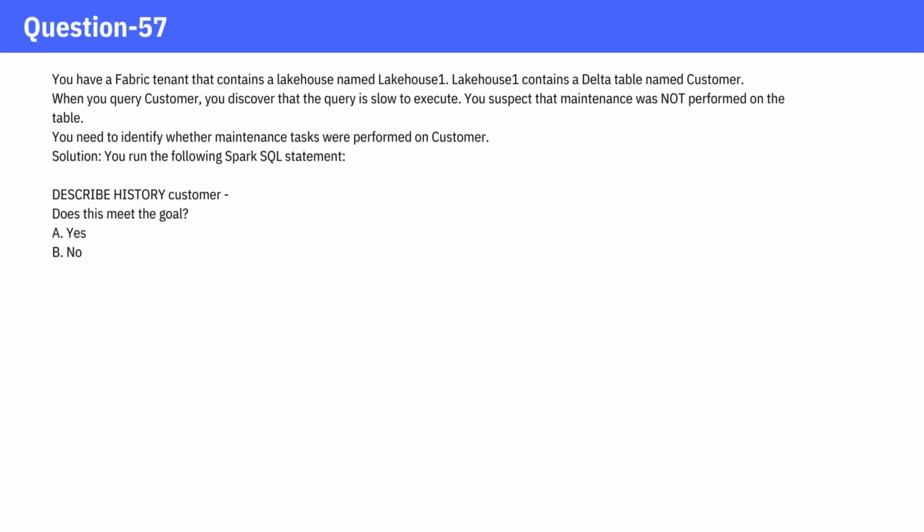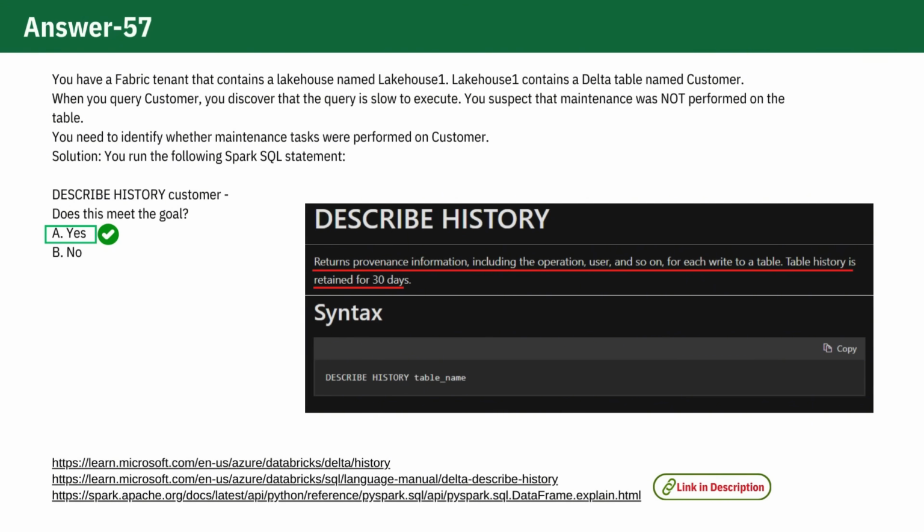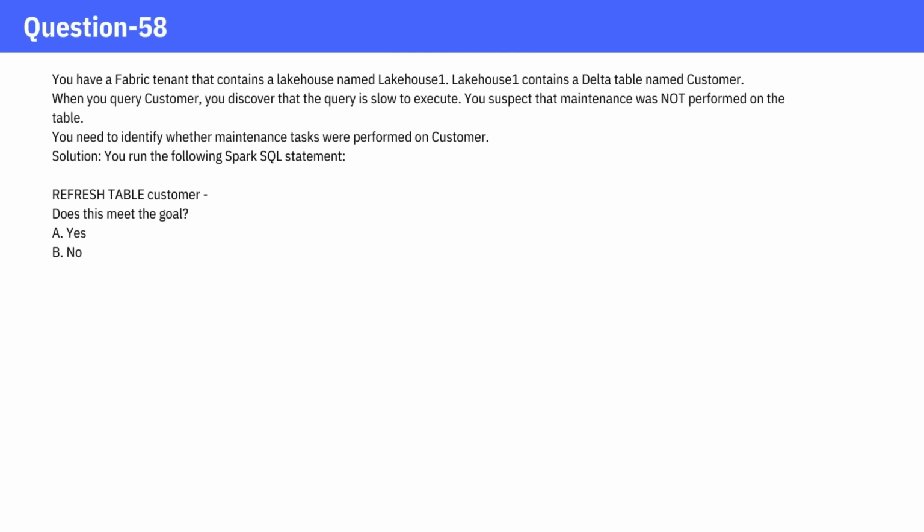A. Yes. B. No. The correct answer is yes. Because the Spark SQL statement, Describe history Customer, provides a detailed history of all operations performed on the table, such as updates, merges, deletes, and optimizations, which are considered maintenance tasks. By reviewing the history, you can confirm whether any maintenance tasks have been executed, which could affect the query performance.